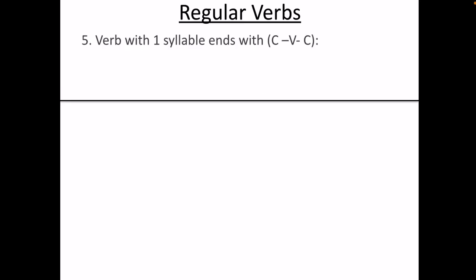Now, let's see number 5. Number 5, we have verbs with one syllable and with consonant, vowel, consonant. One syllable أقصد مقطع صوتي واحد. بعض الأحيان الفعل الذي يتكون من مقطع صوتي واحد ينتهي ب consonant, vowel, consonant. يعني حرف صحيح, حرف علة, حرف صحيح. For example, stop. And we have plan. In this case, we double the last letter. نقوم بمضاعفة الحرف الأخير and then add ed. Stop, stopped. Plan, planned. هذا إذا كان الفعل ينتهي ب consonant vowel consonant.